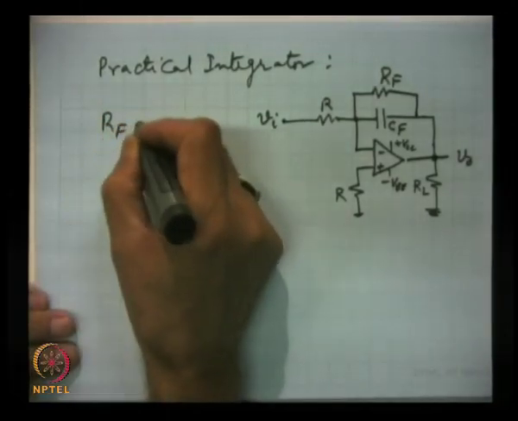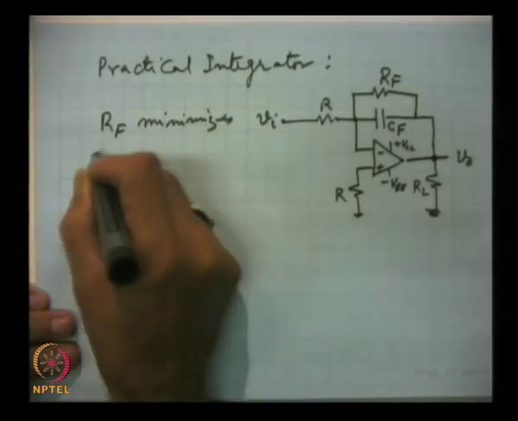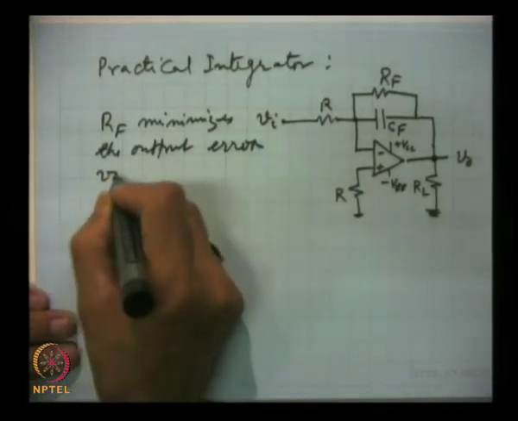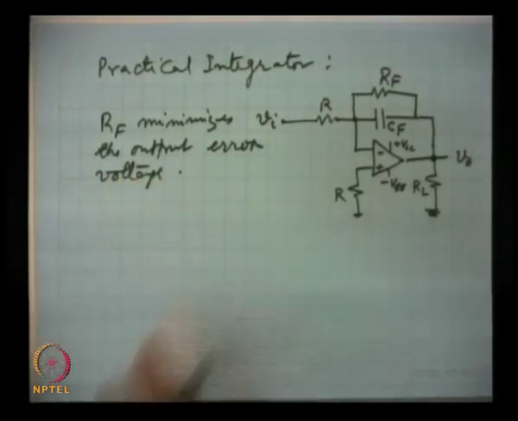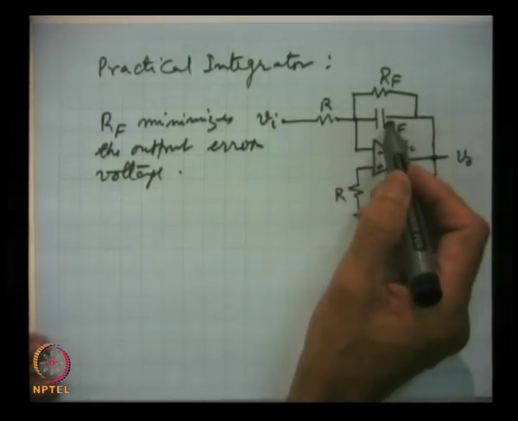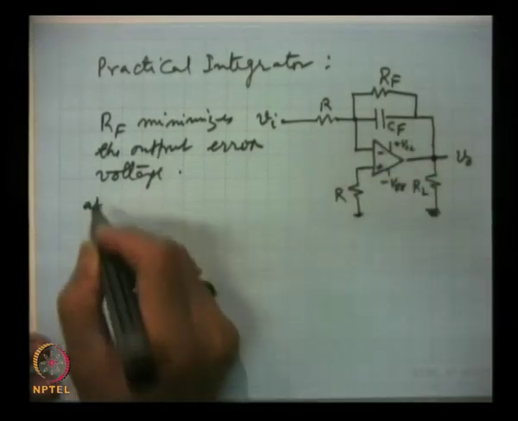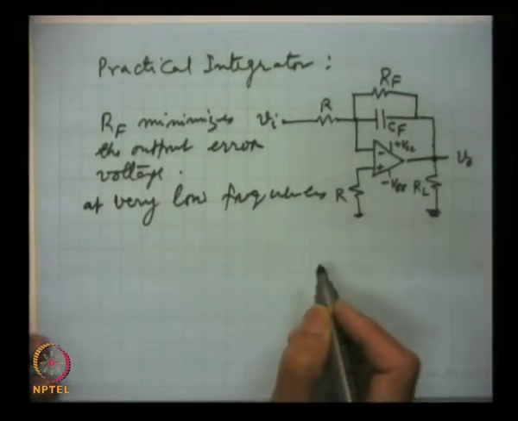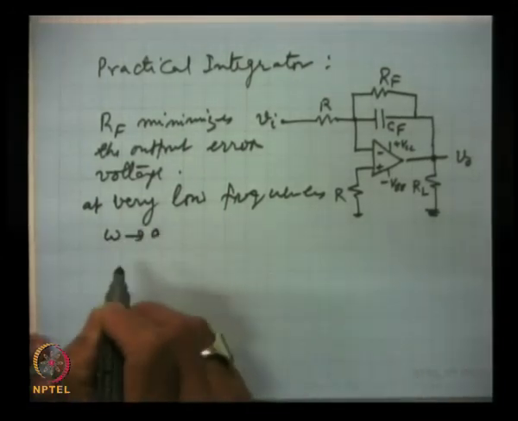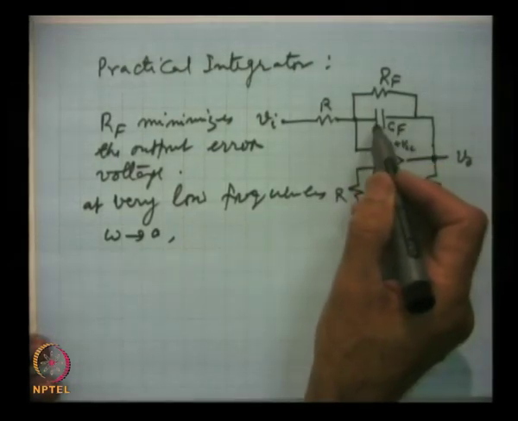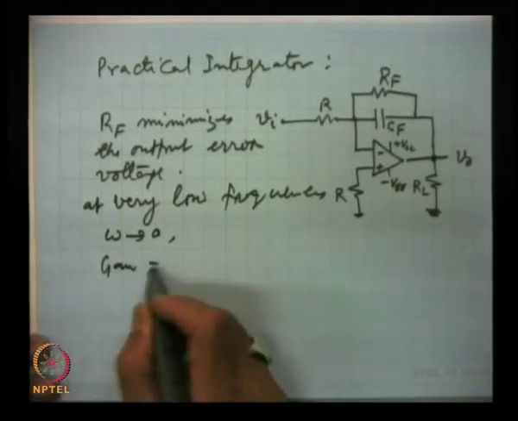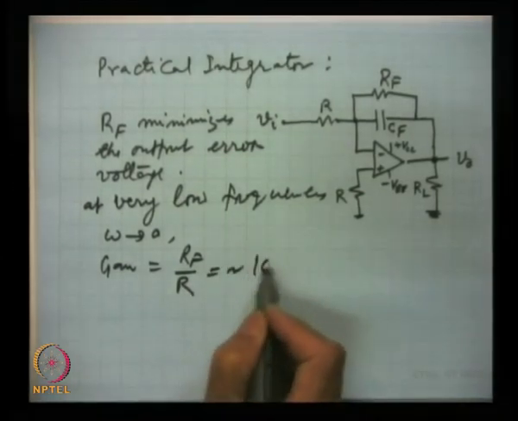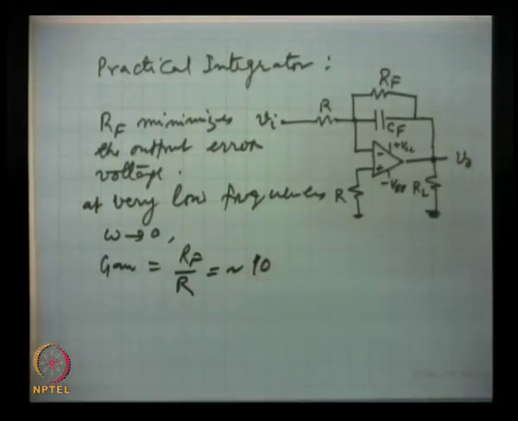Now this RF will take care of the problems we have discussed: it minimizes the output error voltage. And at very low frequencies, that means omega going to 0, the gain will not be infinity. The infinite reactance we can neglect because RF is in parallel, and the gain will be RF by R, which is finite, and we will see that normally this is kept around 10 by design.